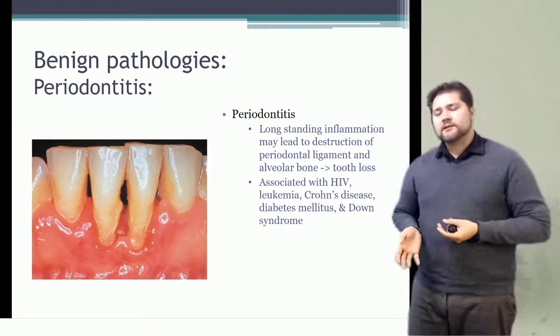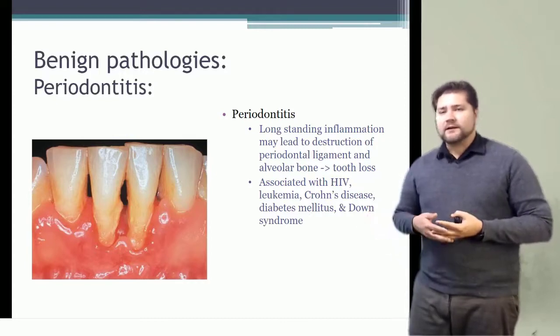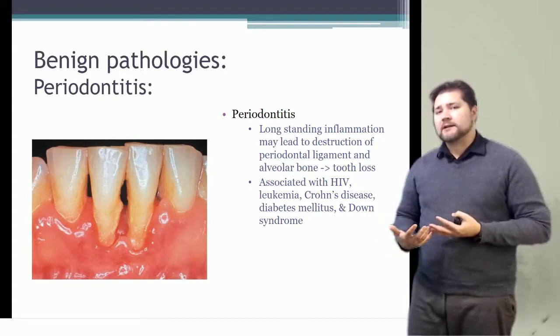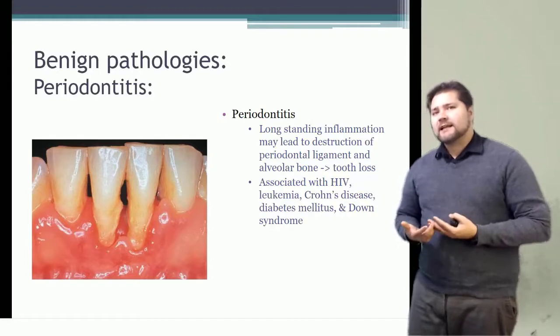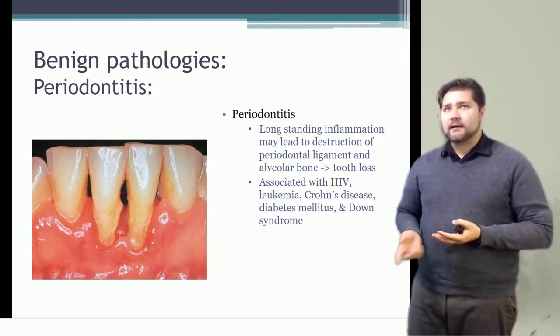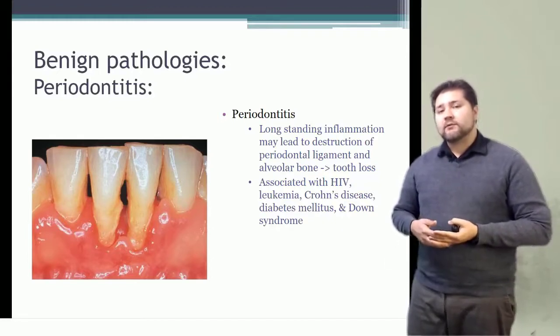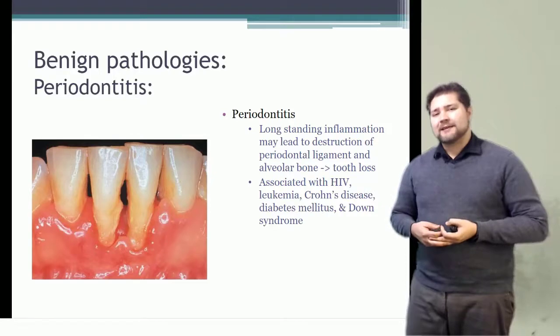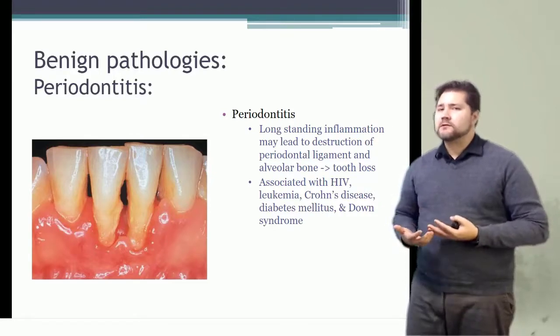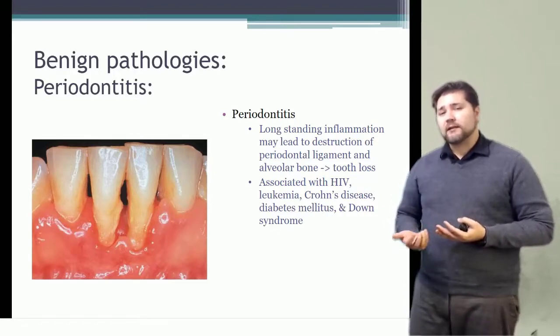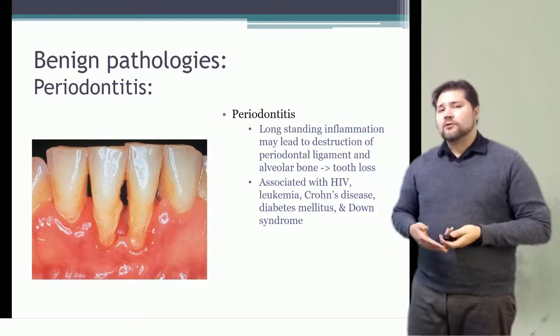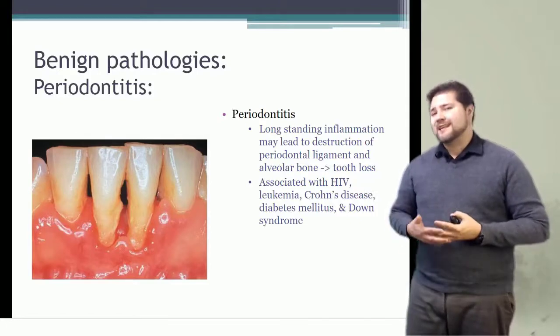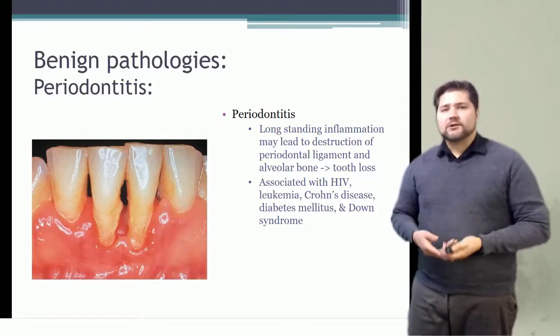So one thing to look at too is the association with various diseases. Immunocompromised patients and patients with HIV tend to have a higher incidence of periodontitis than normal patients. You also see this with Crohn's and diabetes as well as Down syndrome. So those patients tend to be at higher risk for these. But any sort of long-standing inflammation of your gum line can ultimately lead to tooth loss as the alveolar ridge becomes weakened and unable to hold on to your teeth.